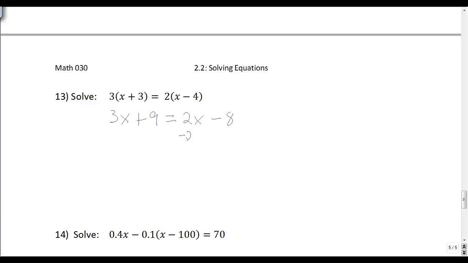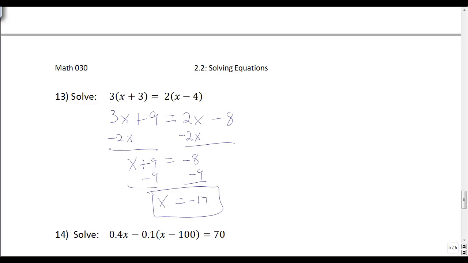Now I'm going to move the 2x to the other side, because 3 is bigger than 2. So I'm going to move toward the bigger coefficient on x. And I get x plus 9 equals negative 8. And I'm going to subtract 9 from both sides to isolate the x. And I end up with x equals negative 17.